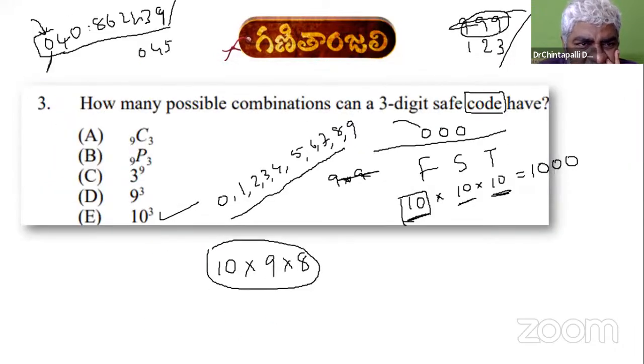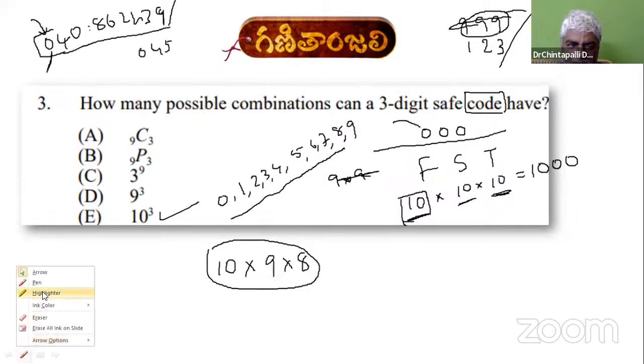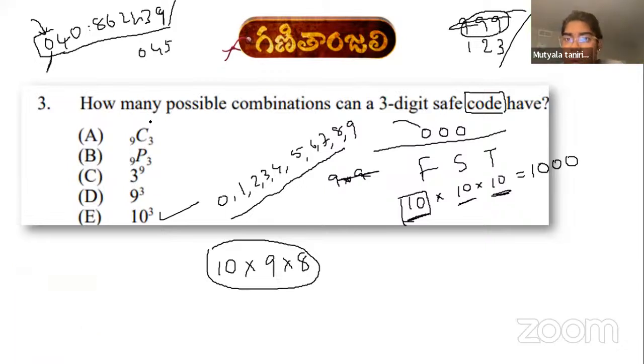We saw these. What's the meaning of NC3? Out of 9 things, option A, NC3. Of course, we rejected that option. What's the meaning of NC3? It should be 9C3. 9C3 means choosing 3 things out of 9 things. Yes, that is the meaning.